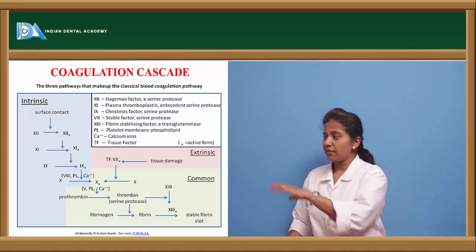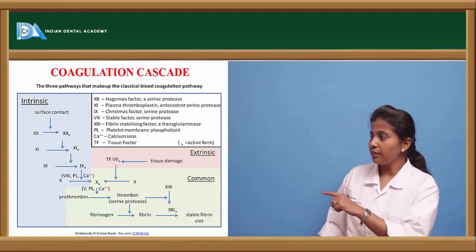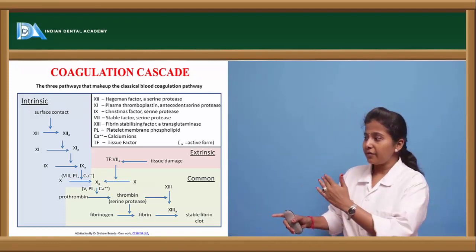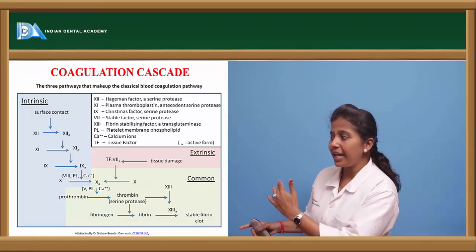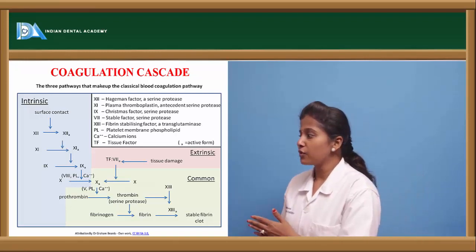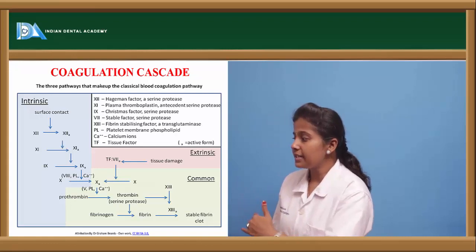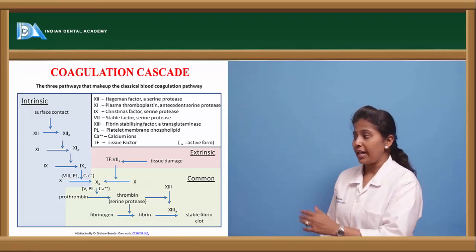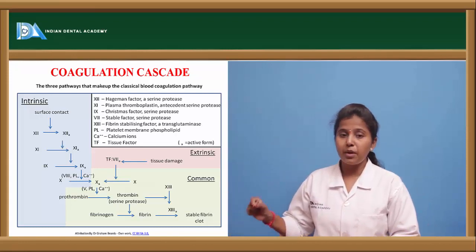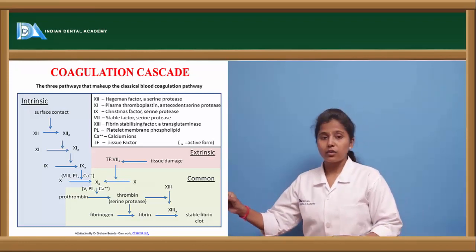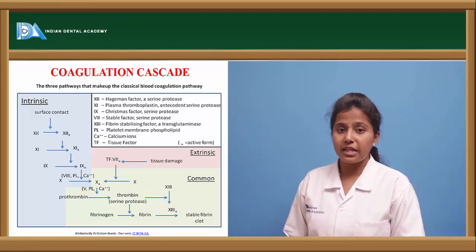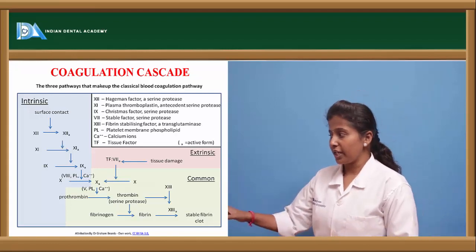Here we can see there are various factors of coagulation. Factor 12 is converted to 12A, and factor 12A aids in the conversion of factor 11 to 11A, and this aids in the conversion of factor 9 to 9A, and this aids in the conversion of factor 10 to 10A. This conversion is a very important step because it involves another factor, factor 8, along with calcium. It utilizes the calcium present in the tissue, and this conversion takes place.